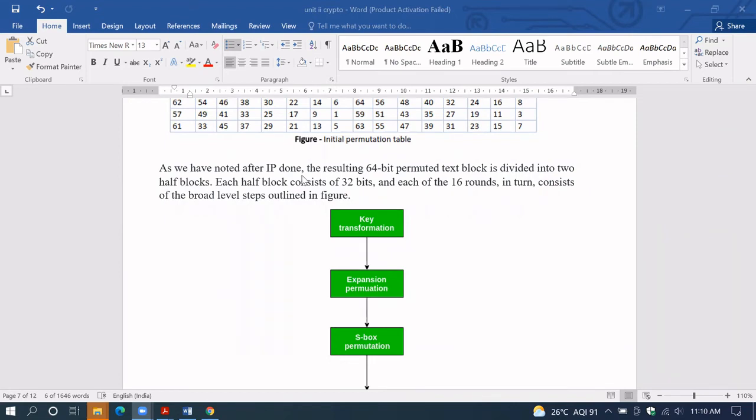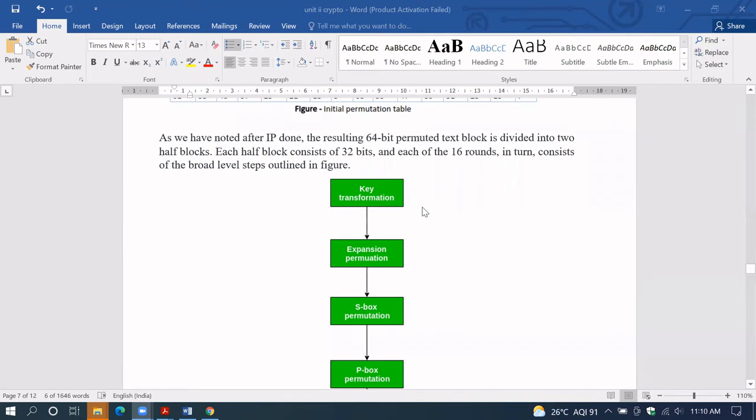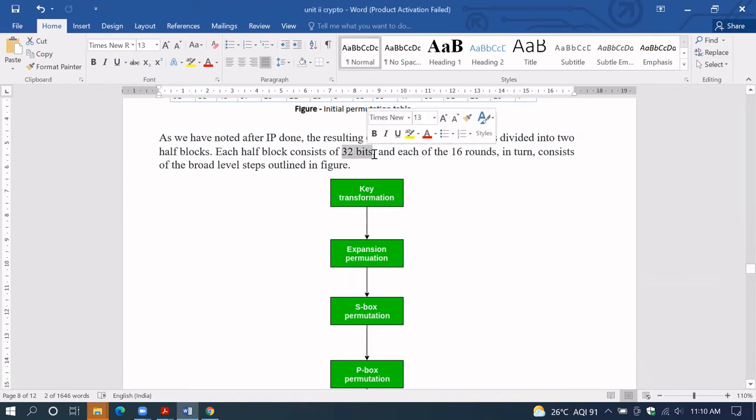After the initial permutation is done, the 64-bit permuted text block is divided into two half blocks. As you know, that is left and right. Each half block will consist of 32 bits. 64 bits is divided into two halves, which is obviously 32, and each 32 bits will get into 16 rounds.